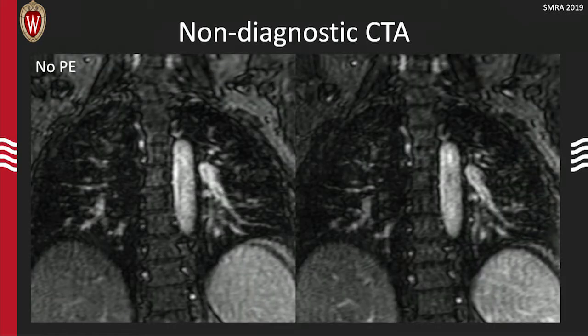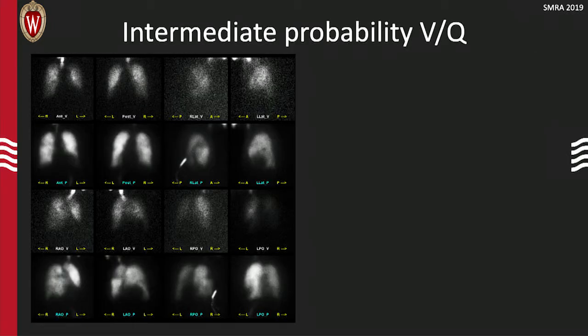Here's one example. Very obese patient that could not hold their breath. We did an MRA, and we were able to confidently rule out any PE.